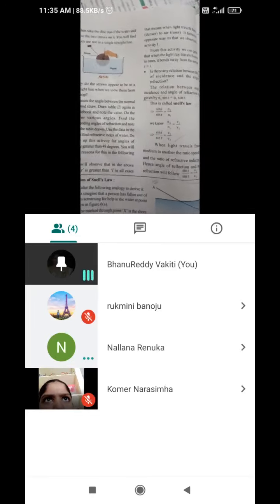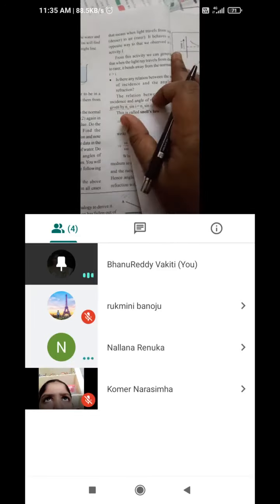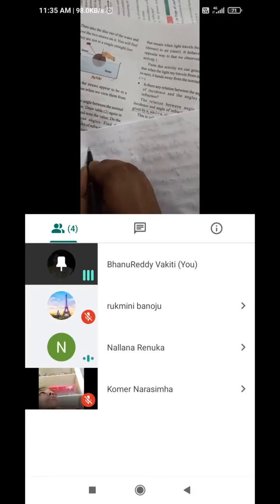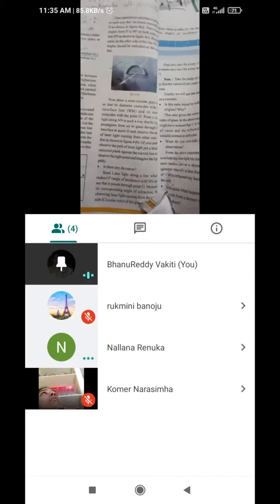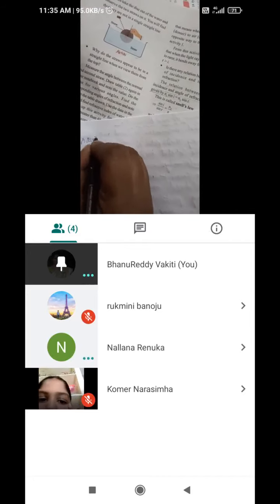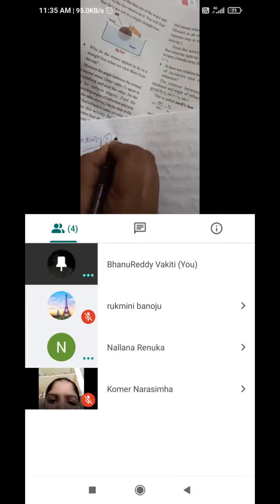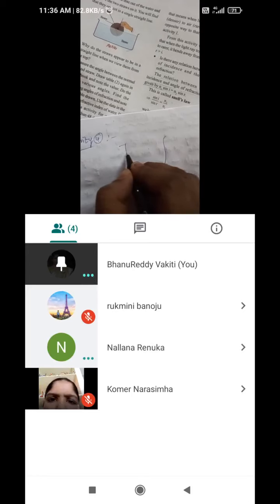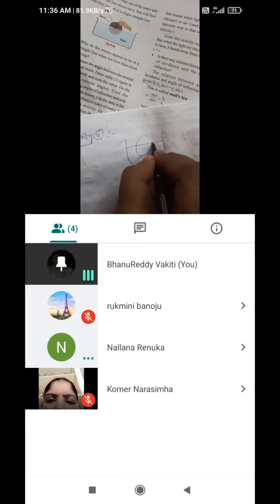We can conclude from activity 4, that means when light travels from, so this is the activity 4 only, yes, activity 4. So activity 4 is this. So from this, here we are taking the denser medium. A straw we are placing at the circular disc like this.